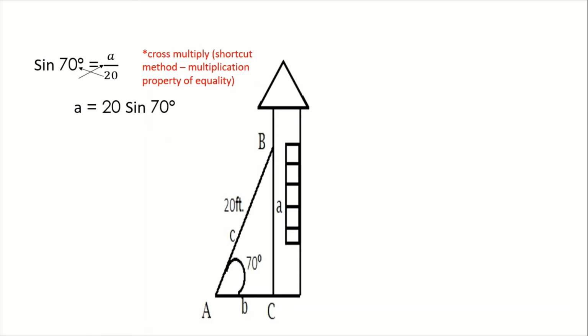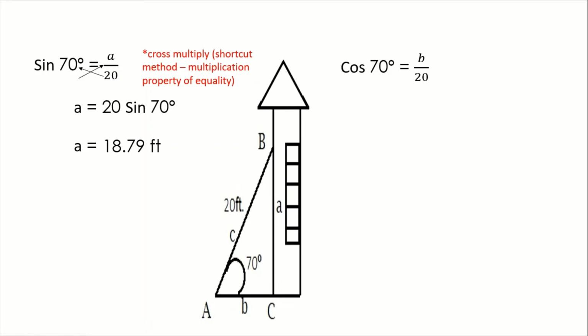Okay, class? So, to simplify 20 times sine 70 degrees, so that will give us 18.79. So, therefore, yung height ng ating ladder is 18.79. Alright? So, another is yung base naman, or yung B, yung distance ng ladder, ang hahanapin natin from the base ng house papunta sa kanyang paanan.